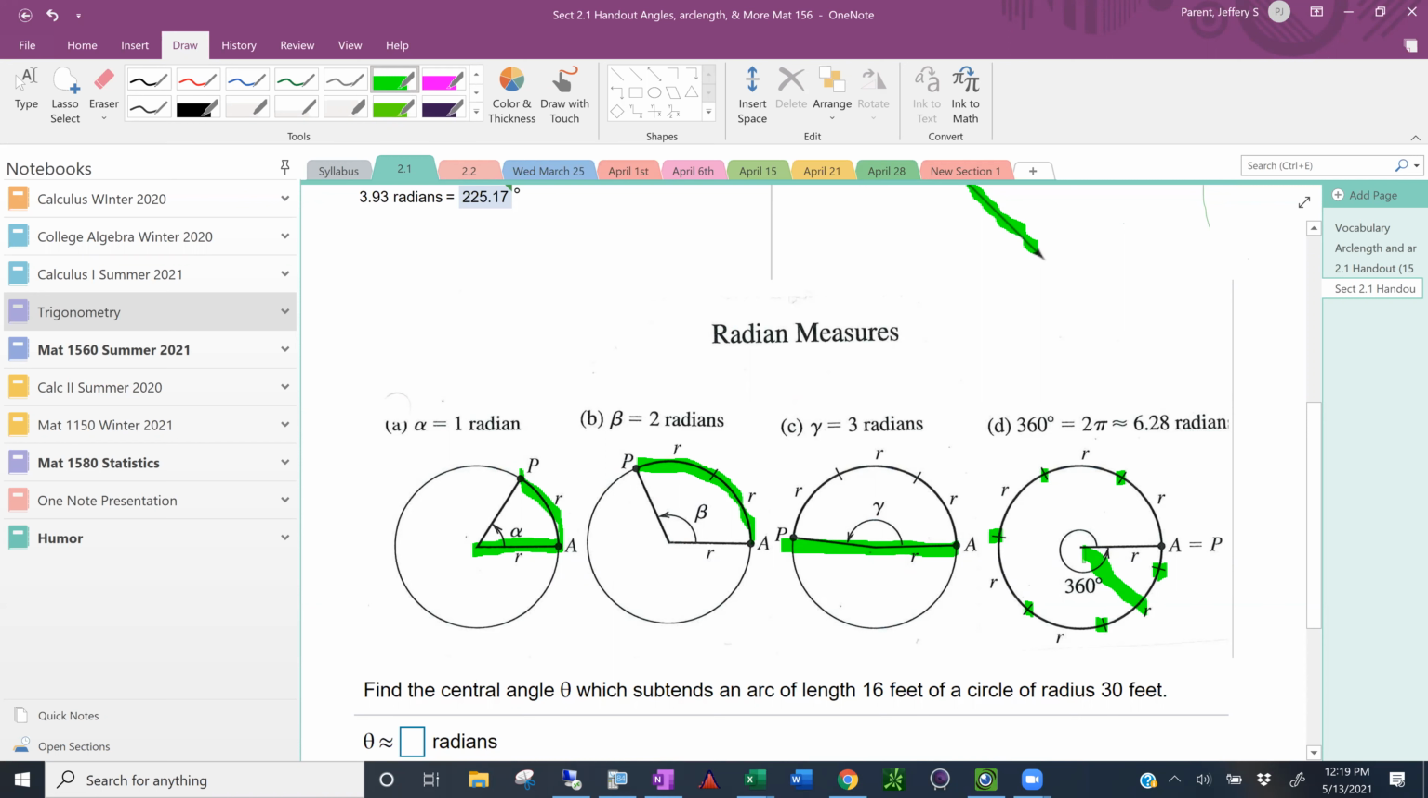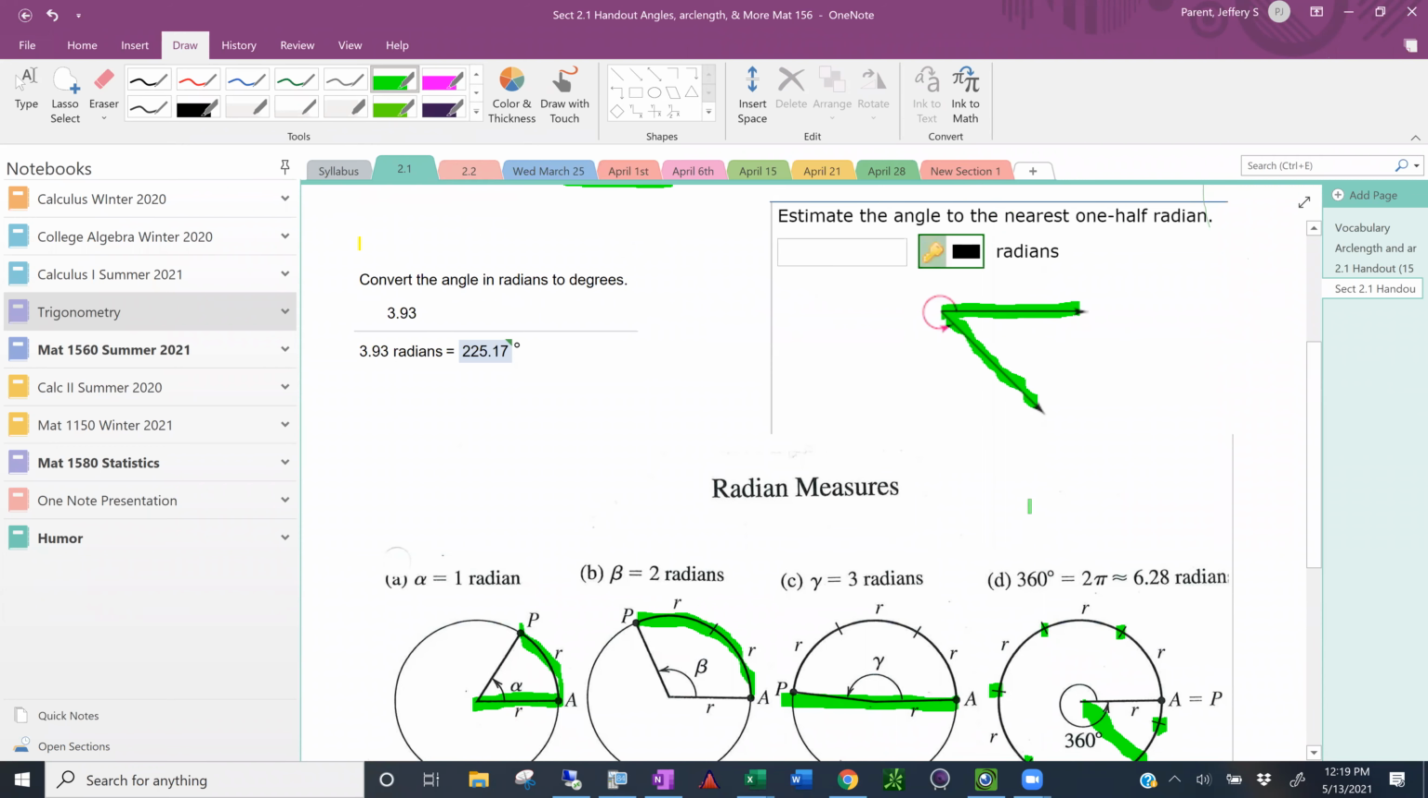So the angle's about right there. 5.5. Yeah. Thanks, Alexis. 5.5. And that's it. About 5.5. So type in 5.5 and that's all you have to do for that one.